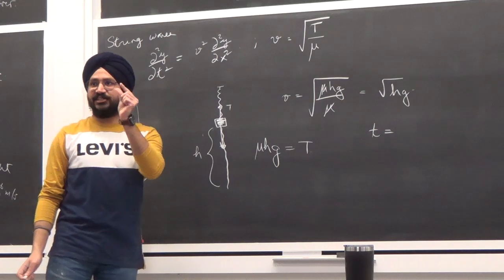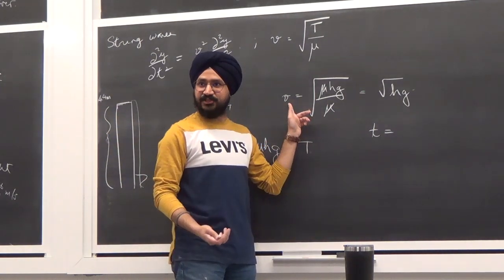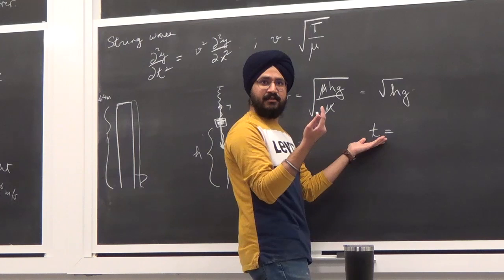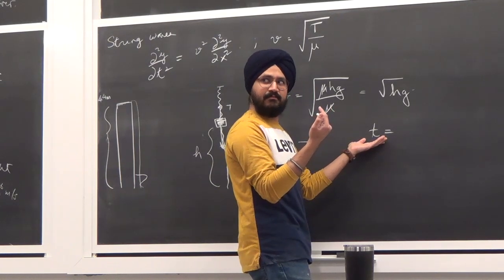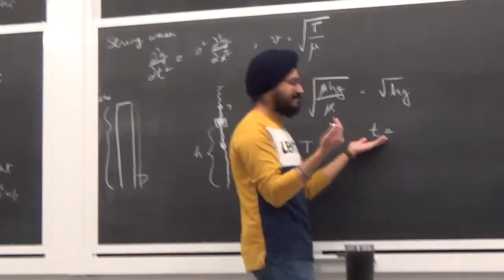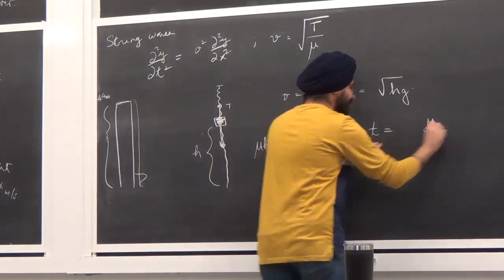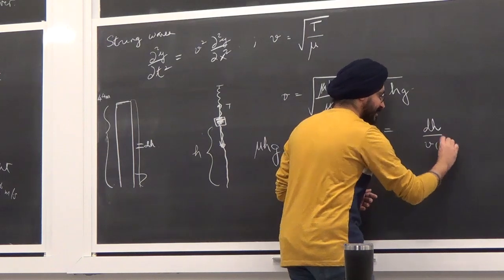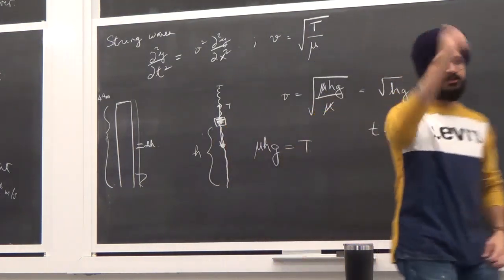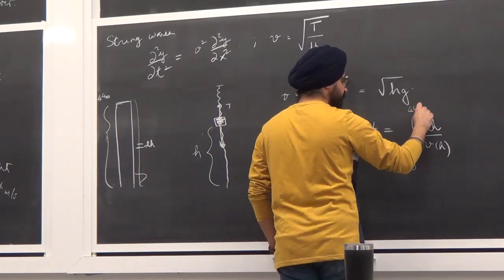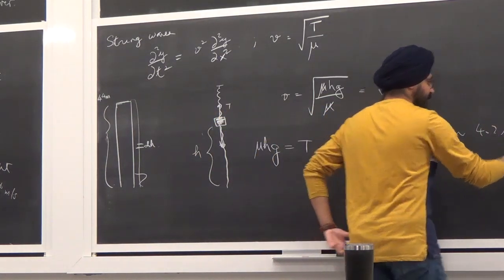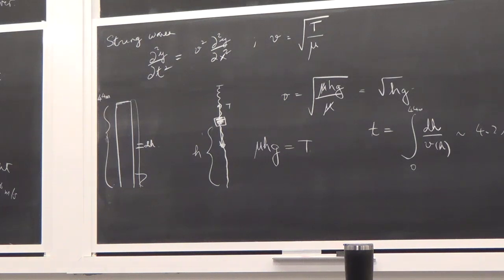How much is the time taken to go from h equals 0 to h equals 44 meters? For a little distance dh, that's my speed at h. What's the time? The time is distance upon speed. So for a little distance dh along the rope, I have a speed v at that h, and I integrate over all h from h equals 0 to 44 meters. And if we solve for this, it is around 4.2 seconds. So in roughly 4 seconds, you can send a pulse up a standard rope. Doesn't matter what the rope is.